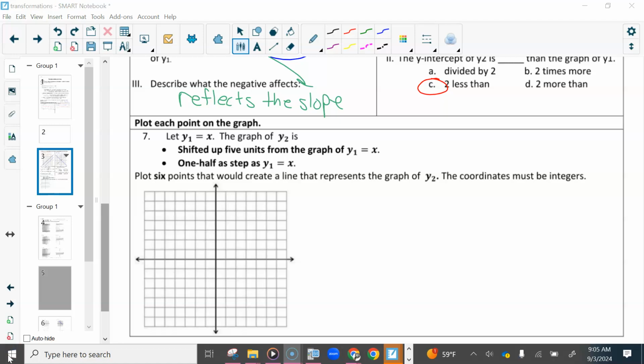Great, so your 6 points should have looked like this. Your y-intercept was the shifted up 5, so we would have looked at the y-intercept of the original, and then went up 5. So that point should have been right there. And then your slope is 1/2 as steep, so that means we're going to go up 1 and to the right 2. As many times as possible that way, and then go down 1 to the left 2 from your y-intercept. And that should give you your 6 points. And then make a line through it.